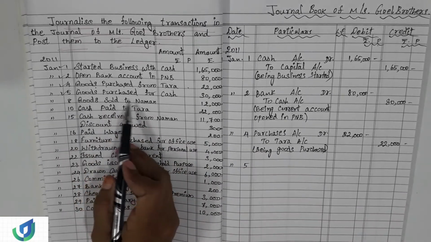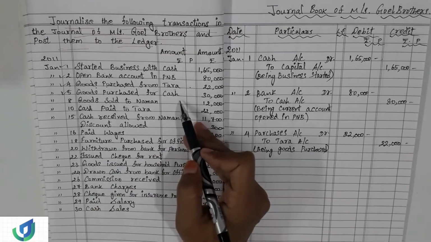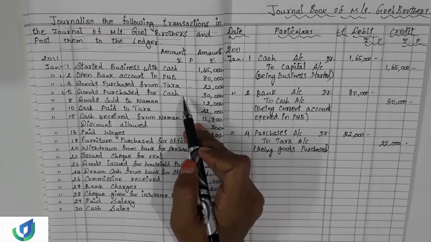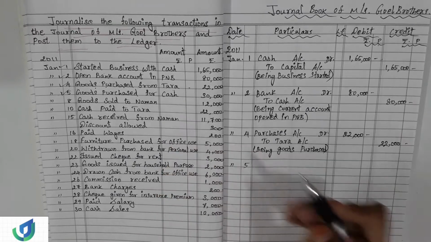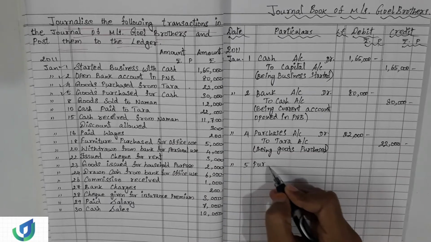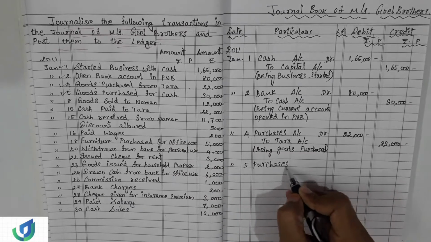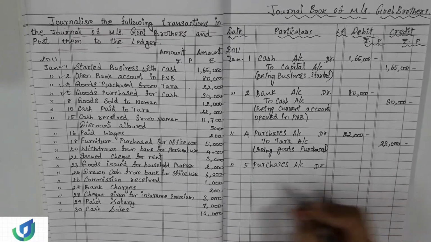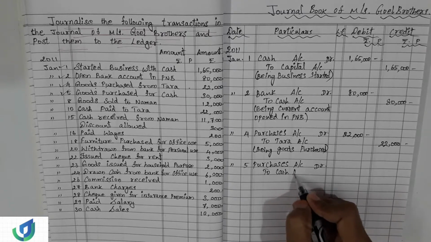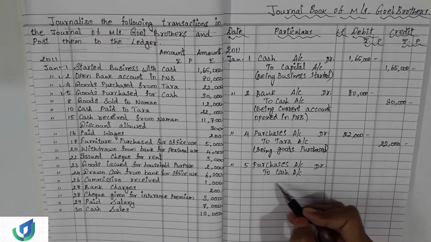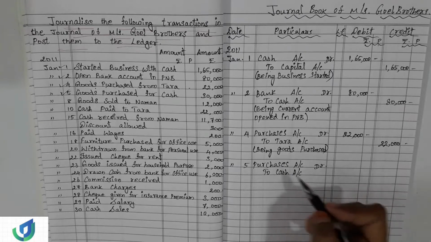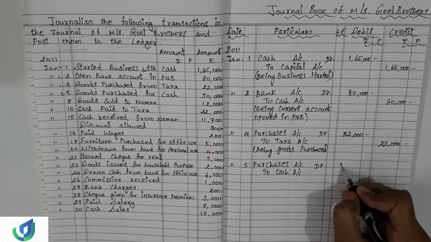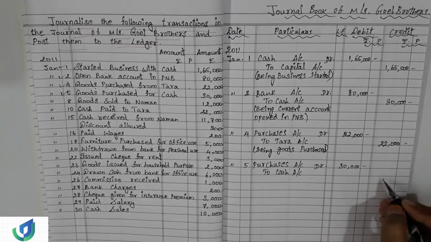So fifth, goods purchased for cash. So what transaction is it? It is a credit transaction or cash transaction? It is a cash transaction. So name is not coming. So cash purchases it is. So purchases account debtor to cash account. If it is a credit transaction, if the name is given, name we will be writing because we have liability for our company to the particular person. Okay, 30,000. It is a cash transaction.